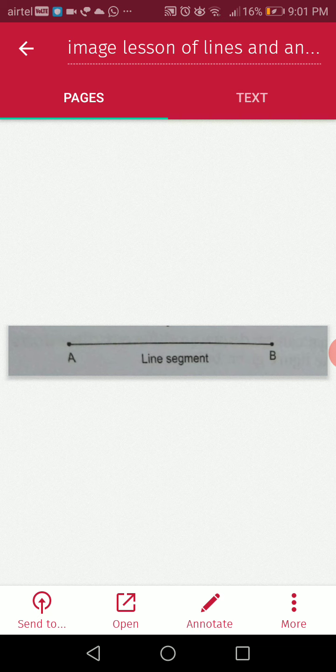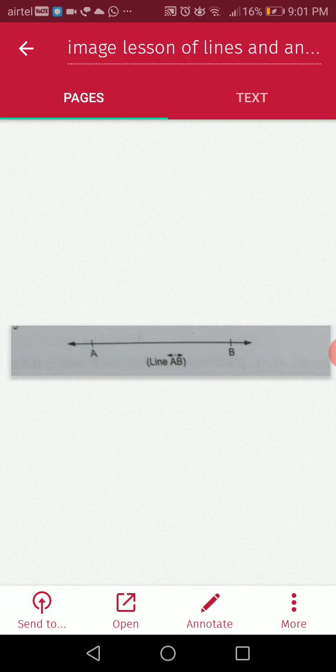You can see that the image is of a line segment. You can prepare a line segment with the help of a scale, having two endpoints. This is an image of a line with no ending point. The two arrows show that a line can proceed in any direction.